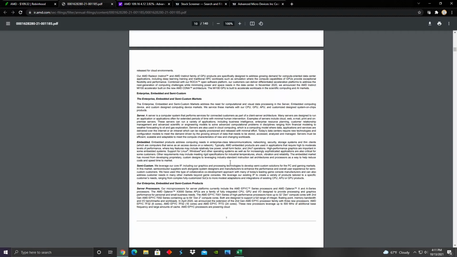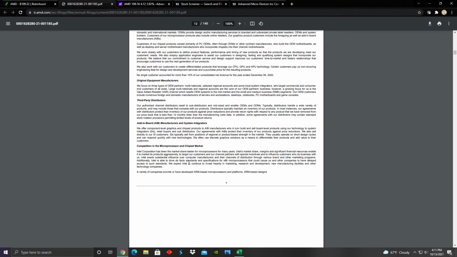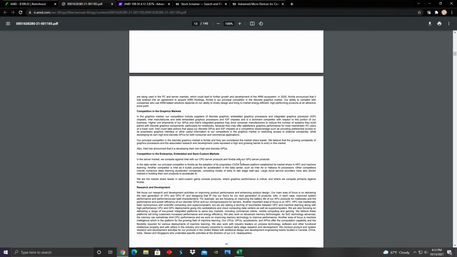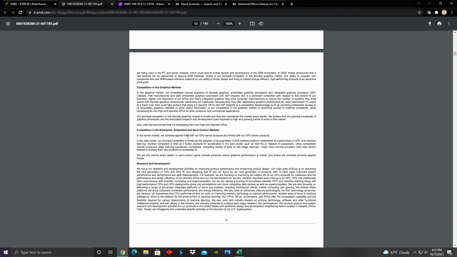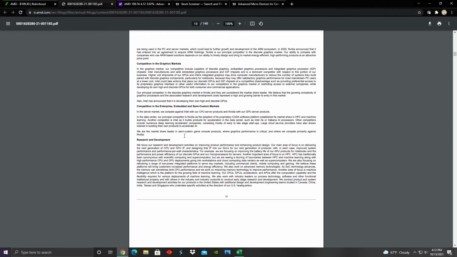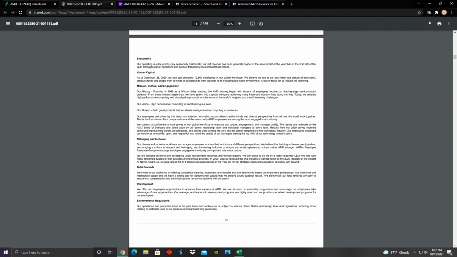Now what I'm going to do is continue scrolling down. We can see right here competition in the microprocessor and chipset market. Intel Corporation is one of their biggest competitors in that market, and in competition in the graphics market, one of their biggest competitors is, I believe, NVIDIA. Yeah, right here, NVIDIA. So NVIDIA, Intel, AMD, they're sort of competing for market share and wallet share in this sector of the economy. Let's keep scrolling down here.